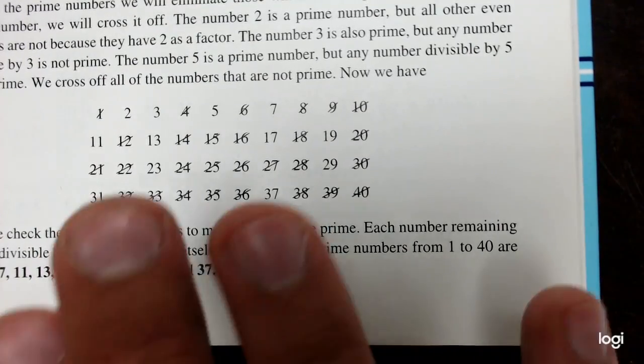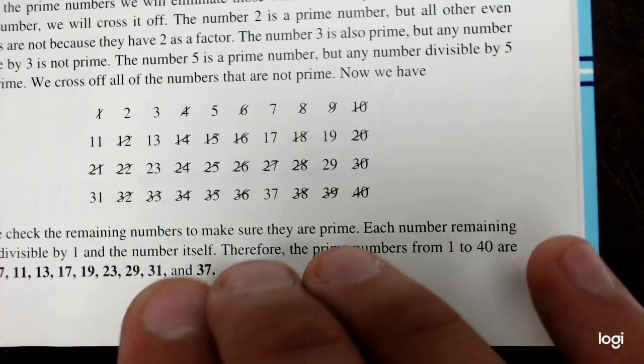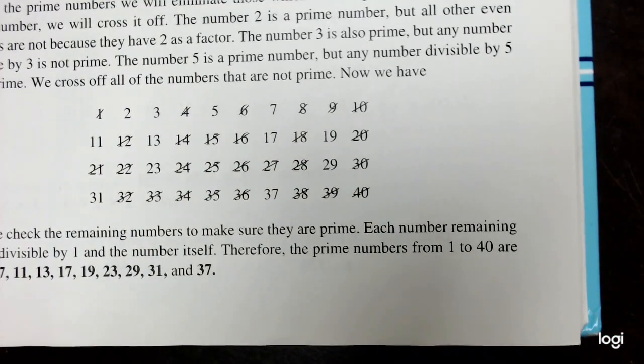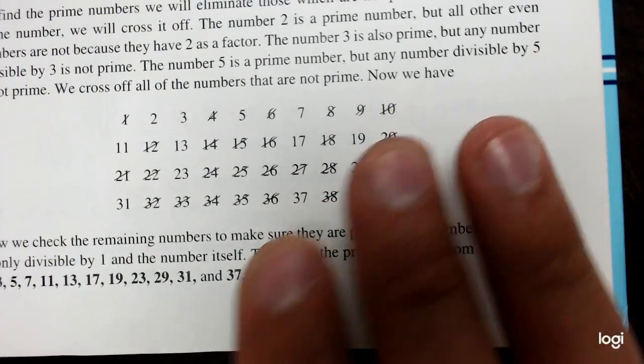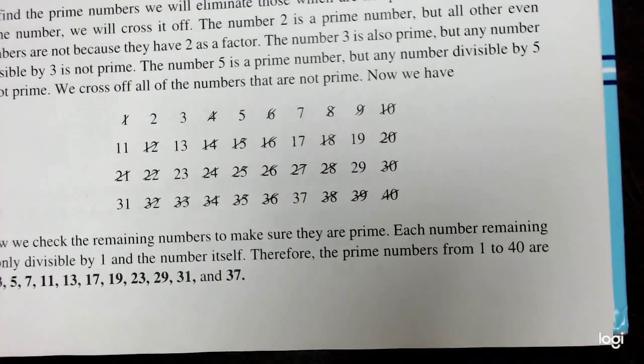So the prime numbers will kind of go down in each set of 10. As you get higher and higher, it gets harder to find prime numbers. But these are the first prime numbers between 1 and 40, and that's how you would find them.